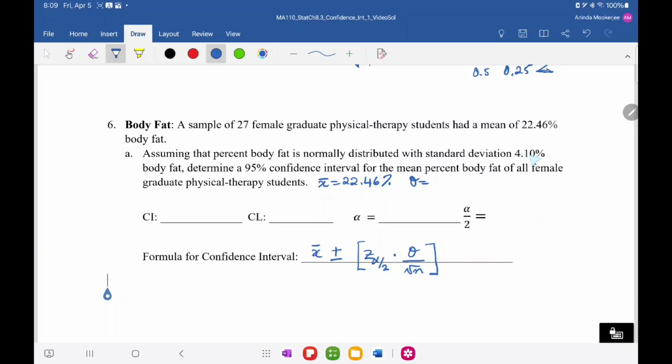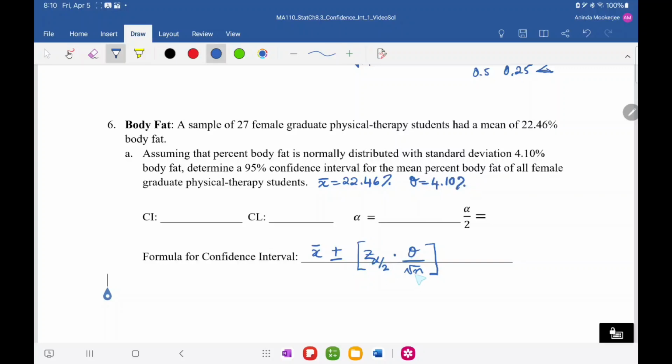All right, it does not apply to the 27 students in our sample, but this is the population standard deviation, 4.1, and that's why we have sigma here instead of S. This value given to us is outside of this sample. This is the population standard deviation, so sigma is 4.10%.